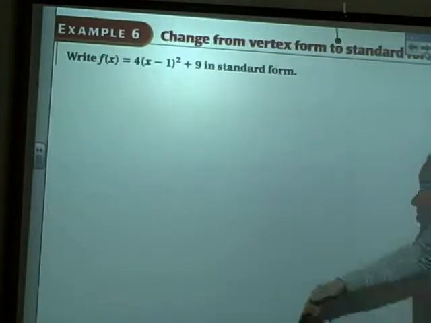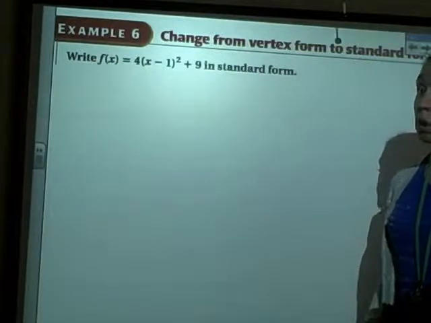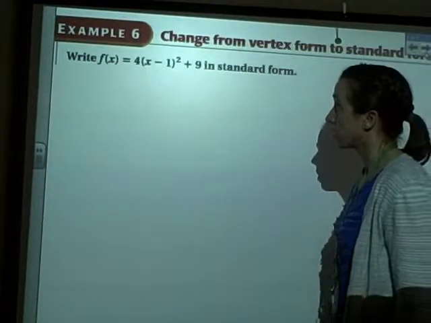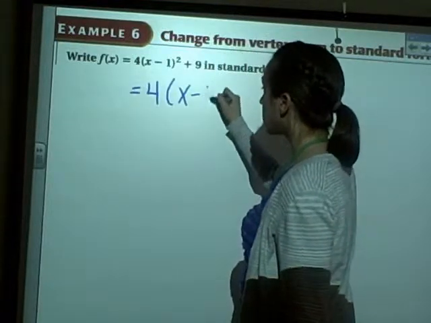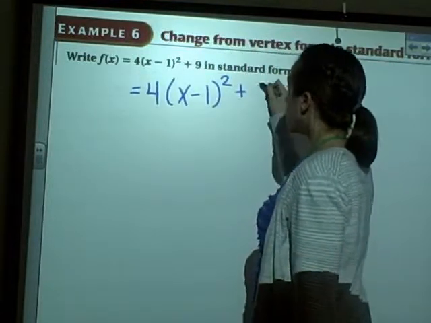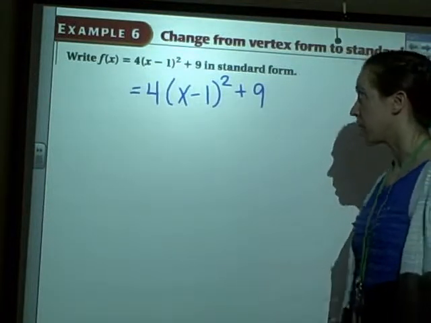You will also have to change from vertex into standard form. Again, all we're doing is combining like terms. We have 4x minus 1 squared plus 9. Now, I'm going to tell you about a mistake everybody might make.